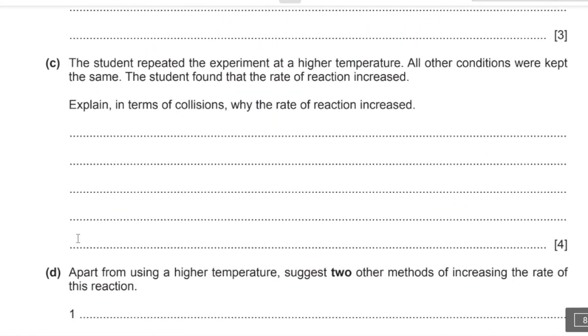The student repeated the experiment at a higher temperature. All other conditions were kept the same. The student found that the rate of reaction increased. Explain in terms of collision why the rate of reaction increased. So kinetic energy is proportional to temperature. That means when temperature increases, kinetic energy also increases, which means molecules move faster. And as a result of this, they collide at a higher speed or a higher rate.